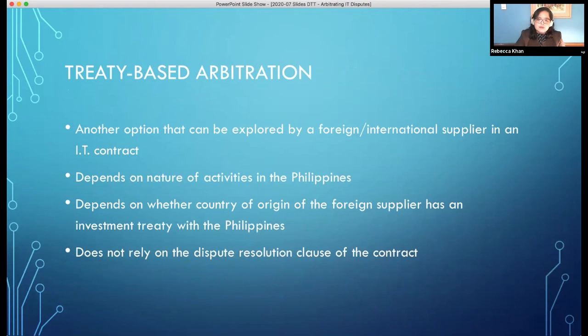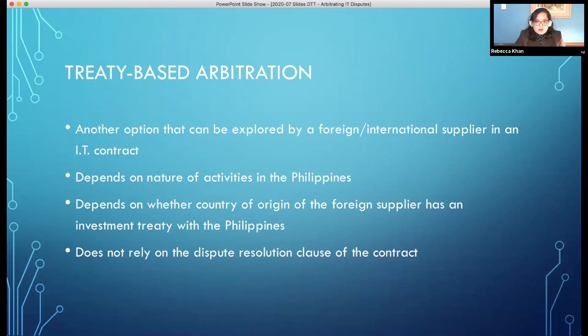Also, whether this is a possibility depends on whether the country of origin of the foreign supplier has an investment treaty with the Philippines. So again, treaties are agreements between countries. We're not talking about agreements between individuals or corporations here. Treaties are agreements between countries, and these particular types of investment treaties provide a mechanism by which a private party can sue a government directly.